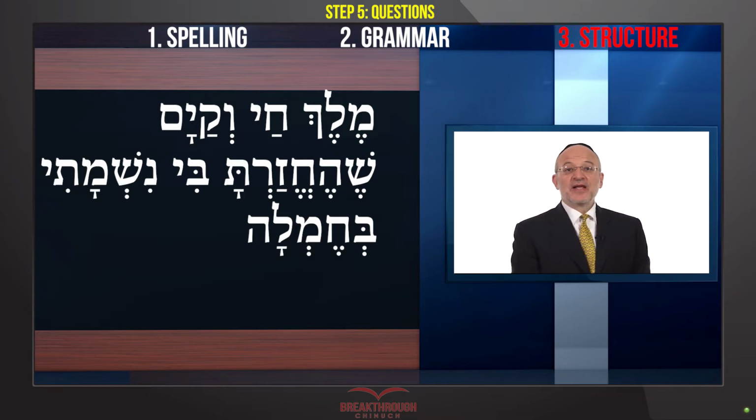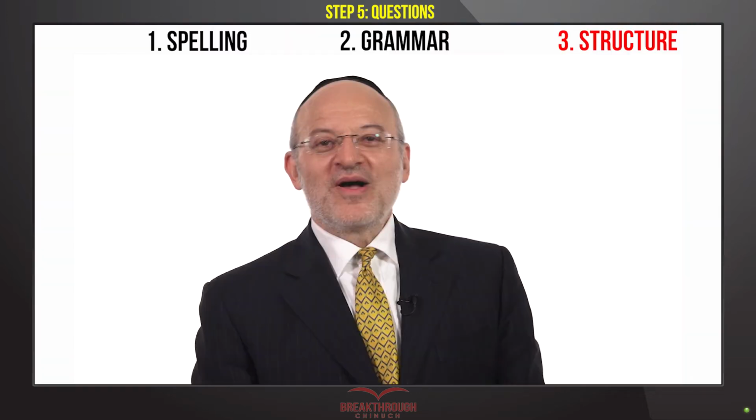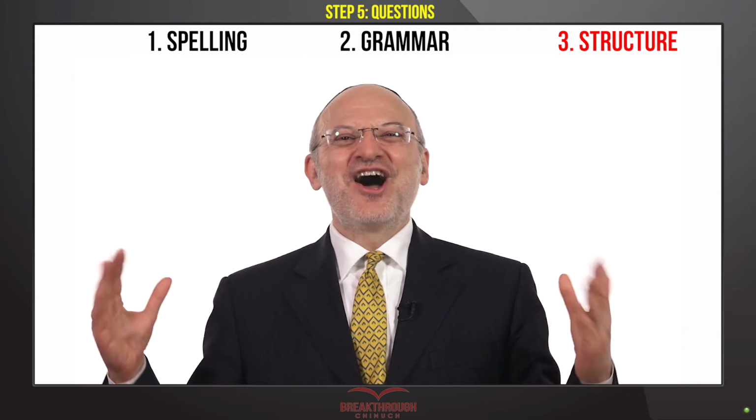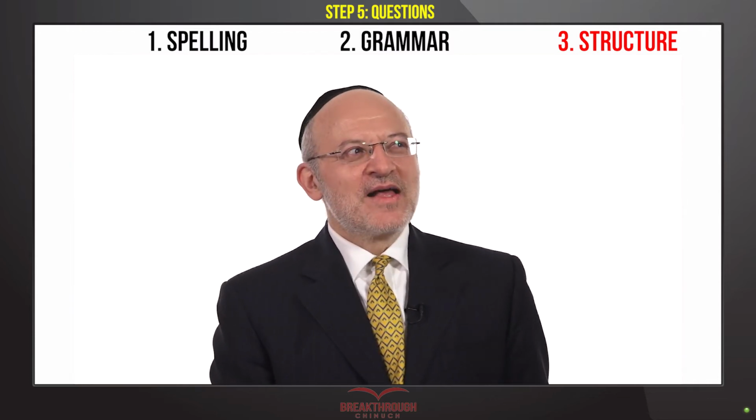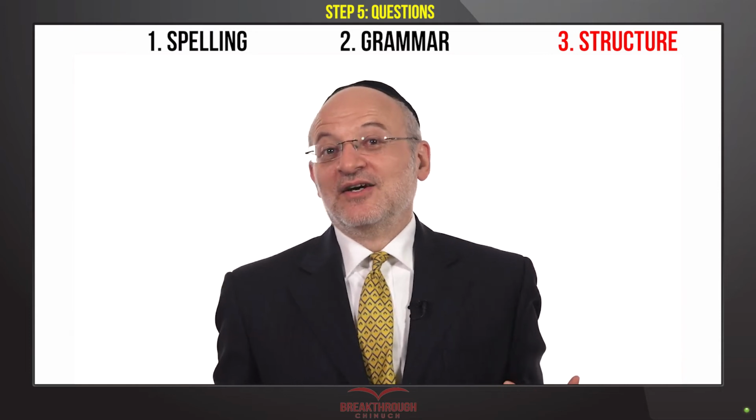Okay, very good. Rabbah Emunasecha. Abundant is your emunah. Any questions on that? Well, if they don't ask you any questions, ask them. Well, who's declaring emunah over here? Hashem or us? We are.